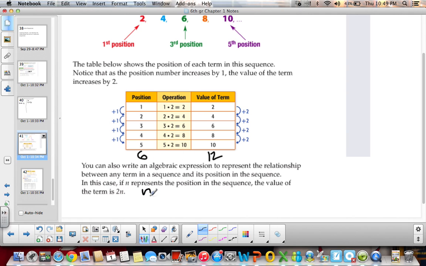So if n equals 3, we should be able to plug it in to 2 times 3, and we get 6. Okay? Try it with position 10, extend the table, and see what the value of your term is. And then you can use this equation. So for position number 10, that's our n, so we multiply it by 2, and then we get 20.